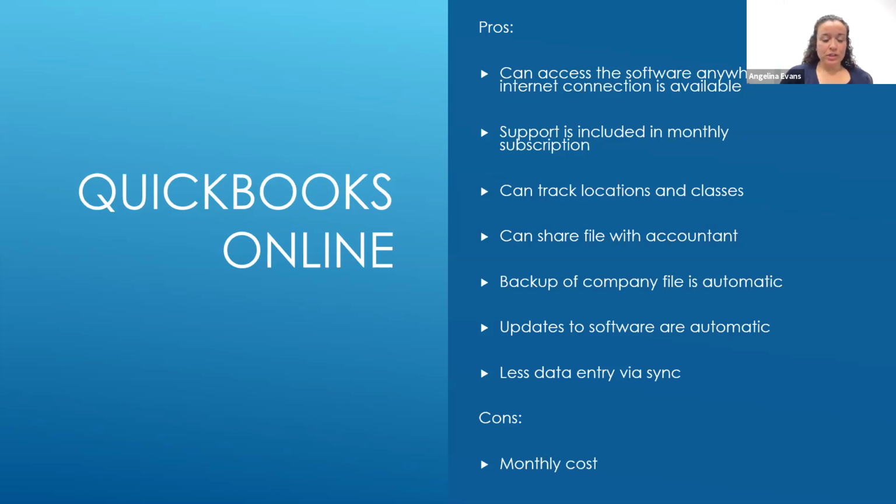Support is included in the monthly subscription price. And with online, you can track locations and classes. One good thing about class tracking, you can have an administrative category, or you can have a sales category. You can record your income and expense through the classes, but you can also track locations. So you could have your admin and sales categories of classes. You can also track it for Washington, Oregon, Idaho, California, which is really helpful to have both.